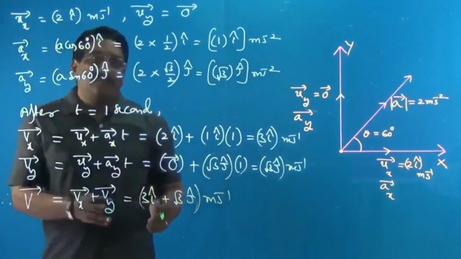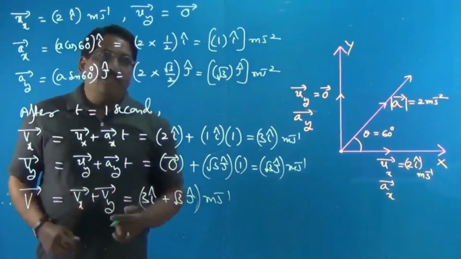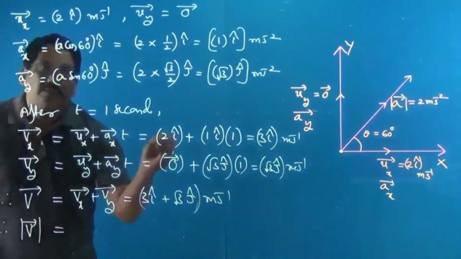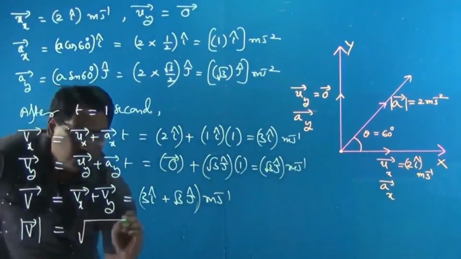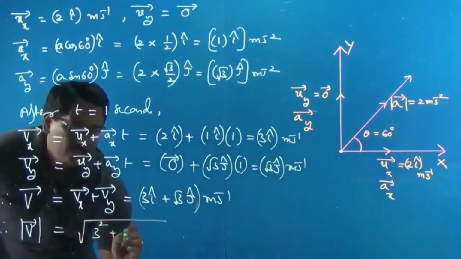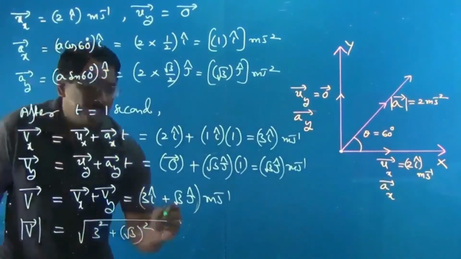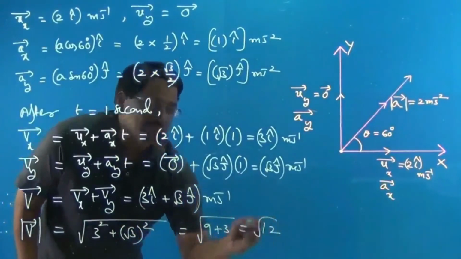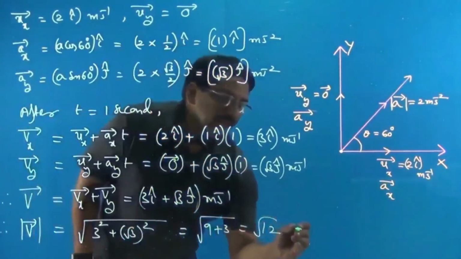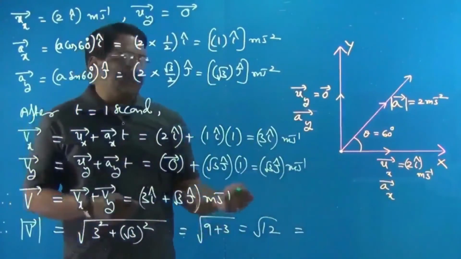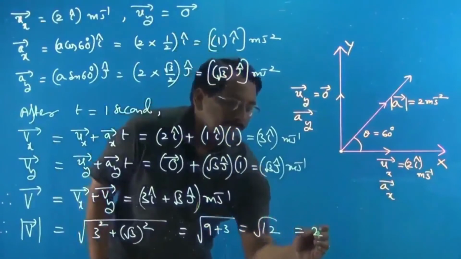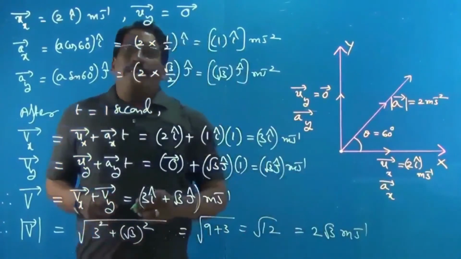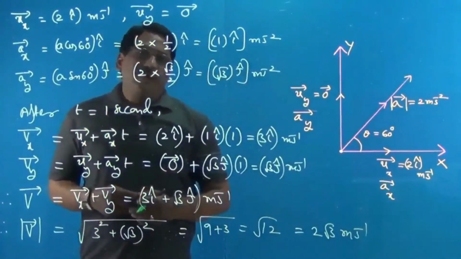And it is asked for the magnitude of this velocity. Therefore, the magnitude of V bar after t equal to 1 second is the square root of 3 square plus root 3 whole square, and this is equal to root of 9 plus 3, root 12 meter per second. And this further, in the given options, it is given as 2 root 3, root of 4 into 3, so 2 root 3 meter per second, and hence option 2 is our correct answer.